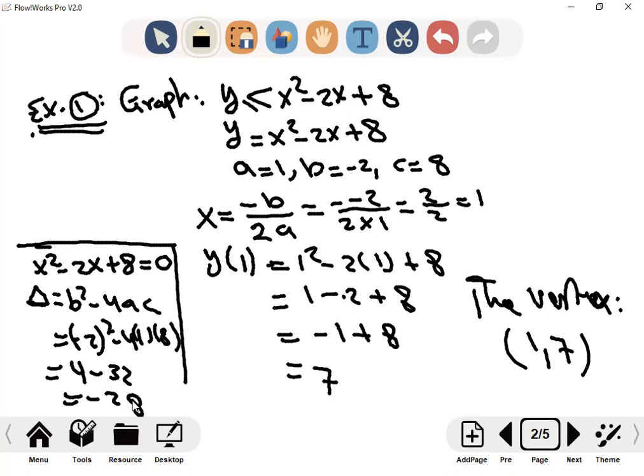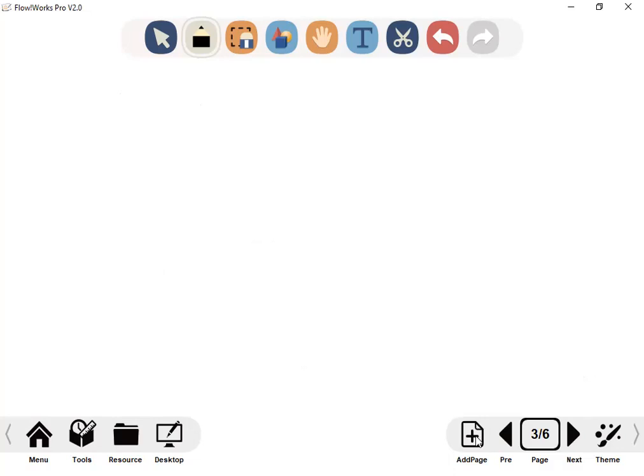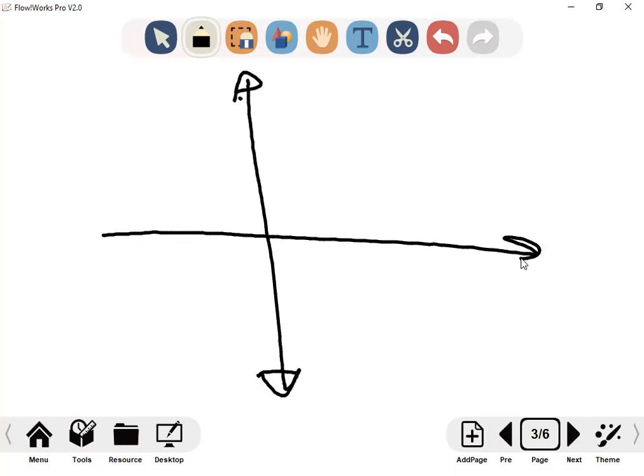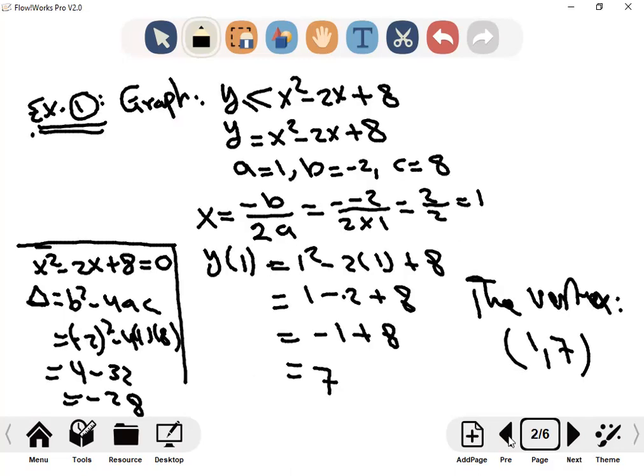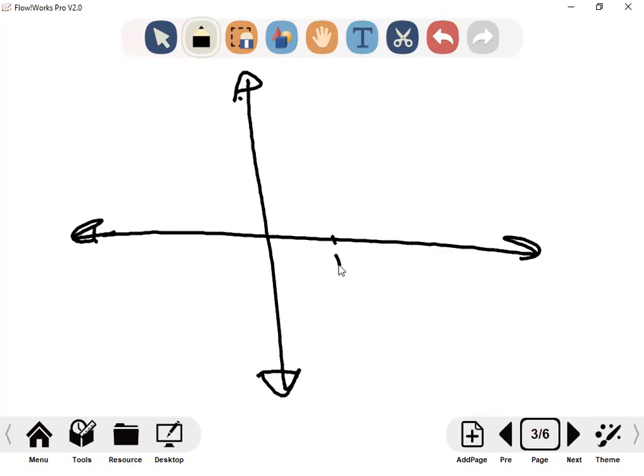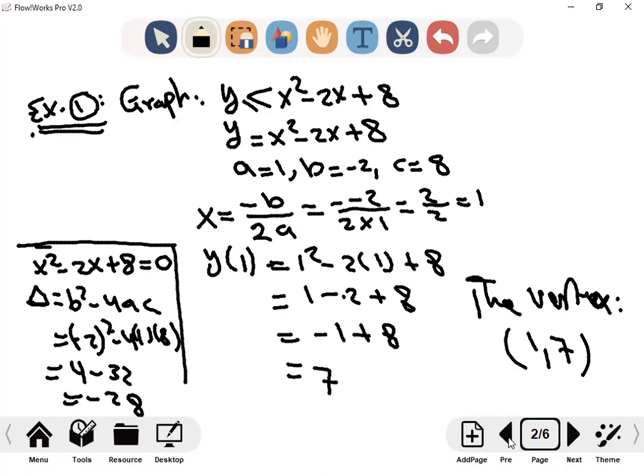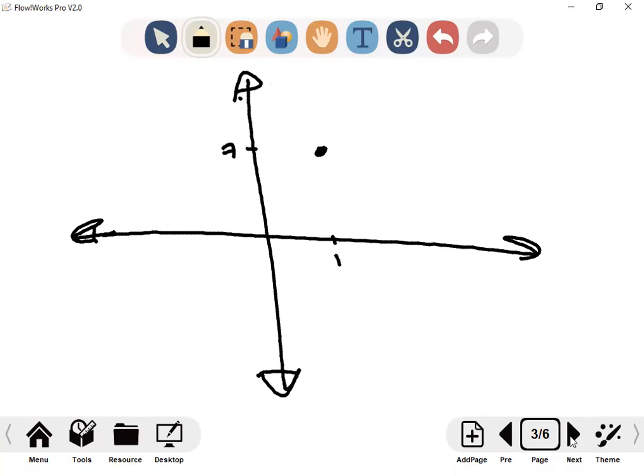Okay, let's graph. Focus, please. Now, first step, we said we plot the vertex 1 and 7. So I will go here. This is 1, this is 7, and 1 and 7, right? Then we need to know if it opens upward or downward. Because A is positive, this opens upward, right?